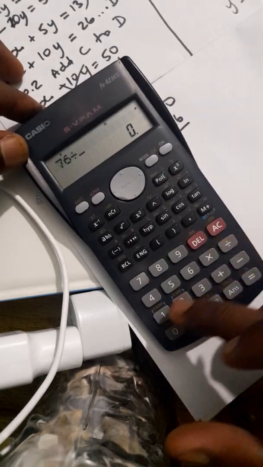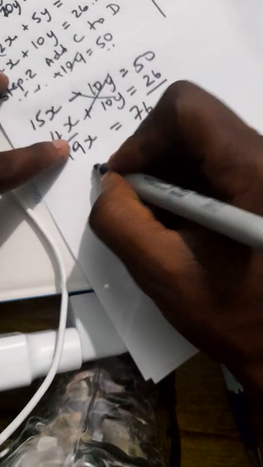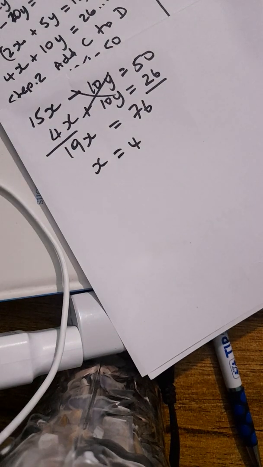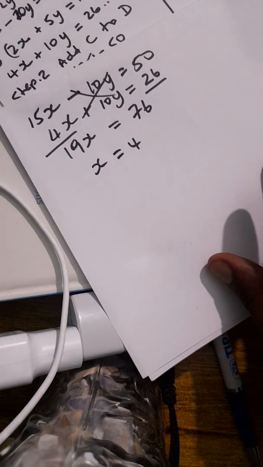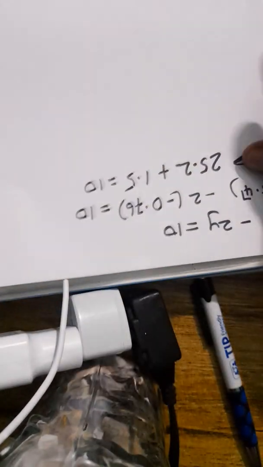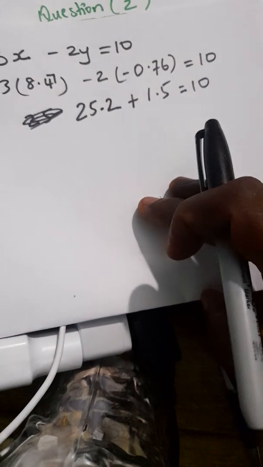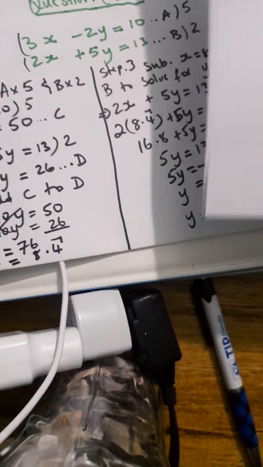76 divided by 19 is 4. Come on, people, we need to be more confident in ourselves. See, x equals 4. You must say, alright, I don't know why I'm doing this, because when I try to prove it, one side is different. You understand? It's a mistake.